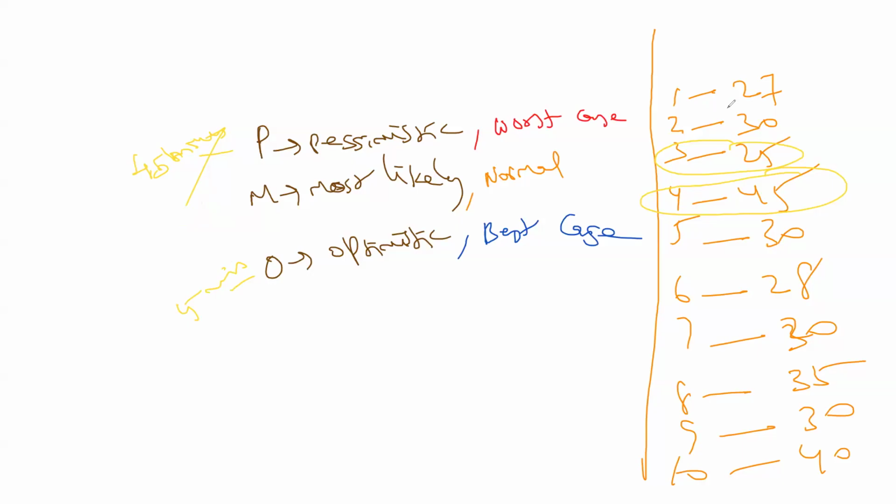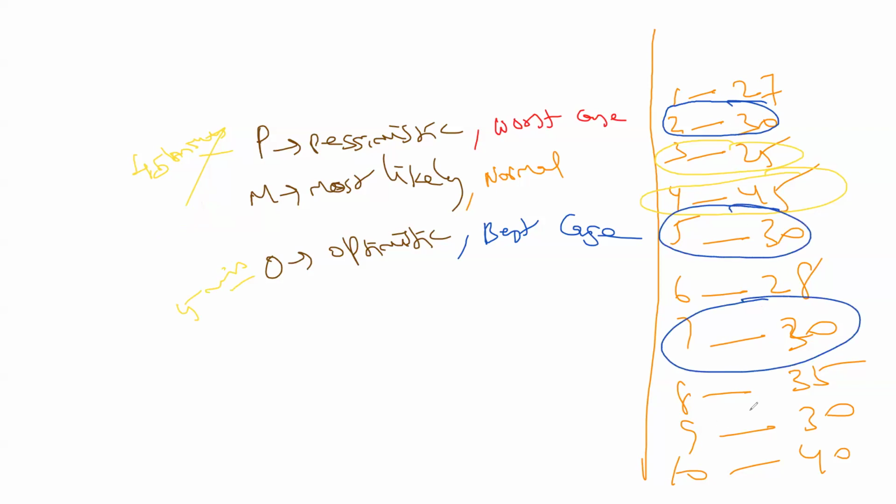So, what is the most likely duration? Day 2, I took 30 minutes. Day 5, 30 minutes. Day 7, 30 minutes. Day 9, 30 minutes. So 4 out of 10 days, I reached in 30 minutes. So the most likely time is 30 minutes. Most likely I'll be reaching the office in 30 minutes. That's a normal scenario, right?